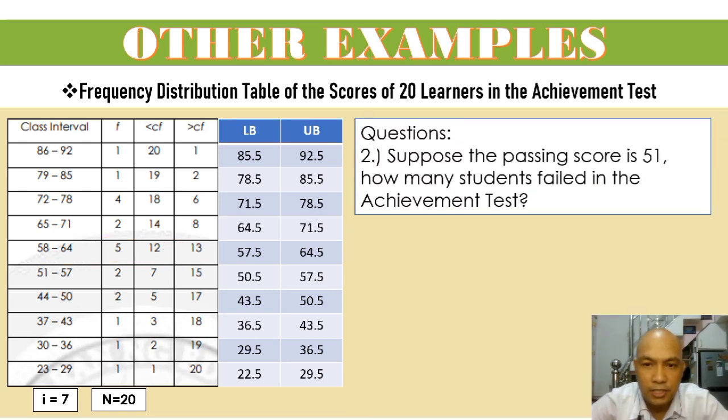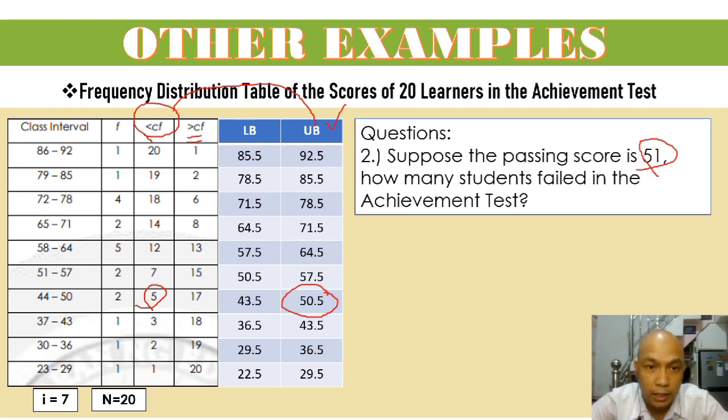So in order to answer this second question, suppose the passing score is 51. How many students fail in the achievement test? What you look at here is the upper boundary. So you will notice this is now less than 51. Then look at the less than cumulative frequency, corresponding to that we have 5. Right? This is because we are using less than. The equivalent of the less than cumulative frequency is the upper boundary.